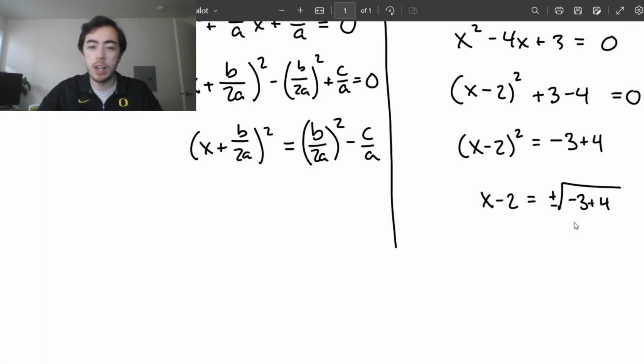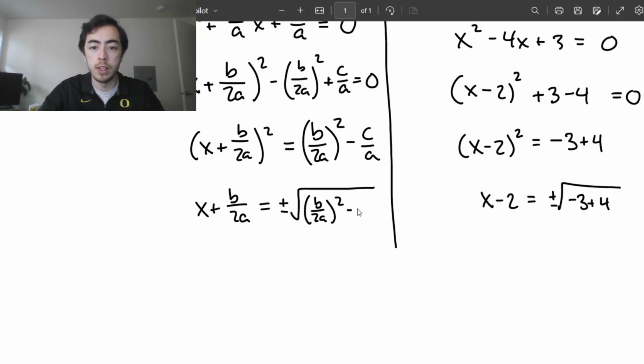And here we're basically done, but let me flip back to the left side just to make sure that I'm keeping everything straight. We will get x plus b over 2a. Then this is going to be equal to plus or minus the square root here, which will be b over 2a squared and then minus c over a. And the last thing to do to solve our quadratic equation to isolate x would be to do the opposite operation of this b over 2a. So on the right side, I can just add 2 to both sides.